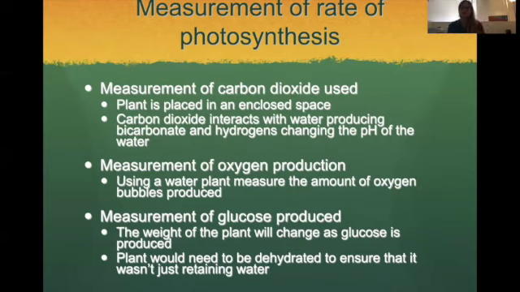We can measure the amount of glucose produced. So the weight of the plant will change as glucose is produced. The plant needs to be dehydrated to ensure that it's not just retaining water. We all have bad months where we bloat and retain water. So we're going to take our plant, we're going to dehydrate it, and then if there's an added weight, it's purely the sugar.